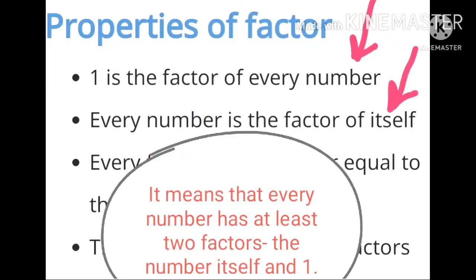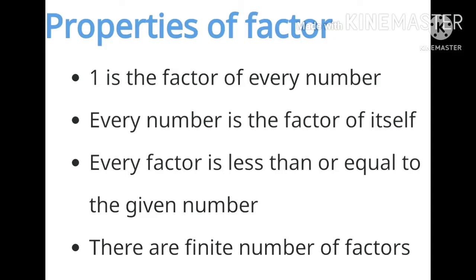Now, properties of factor. 1 is a factor of every number and every number is a factor of itself. What it means? It means that every number has at least 2 factors, the number itself and 1. Only 1 is such a number which has only one factor, that is 1 itself. The third point is every factor is less than or equal to the given number. And there are finite number of factors.